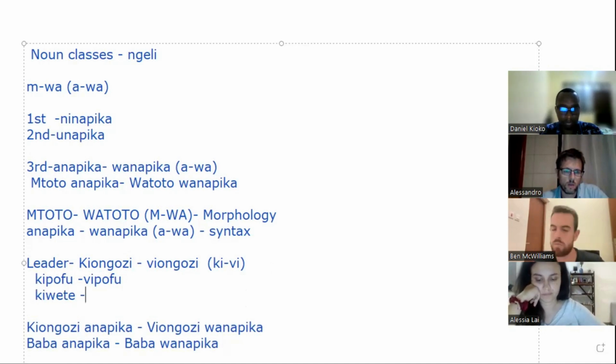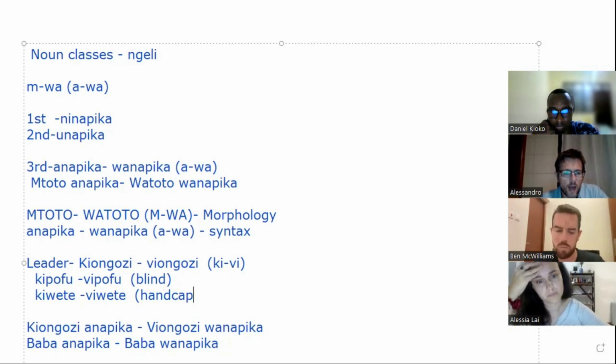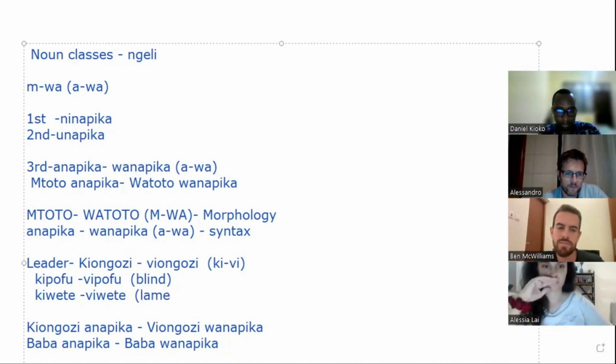Kiwete, viwete. Kipofu is a blind person. Kiwete is someone who cannot walk. Do you call them handicapped or what? Someone who has a problem with their walking, like their legs have problems. Lame. Yeah.